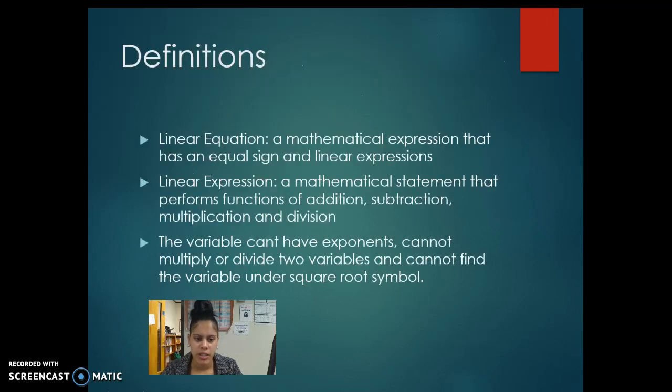The definition: a linear equation is a mathematical expression that has an equal sign in a linear expression. It is also a mathematical statement that performs the functions of addition, subtraction, multiplication, and division. The variables cannot have exponents, it cannot multiply or divide two variables, and it cannot have the variable under square root symbols.